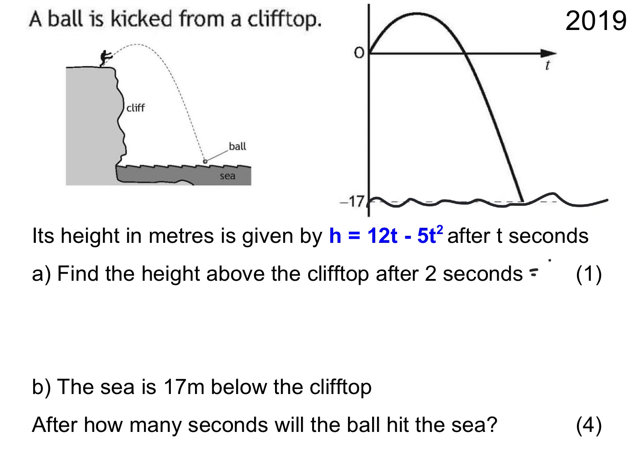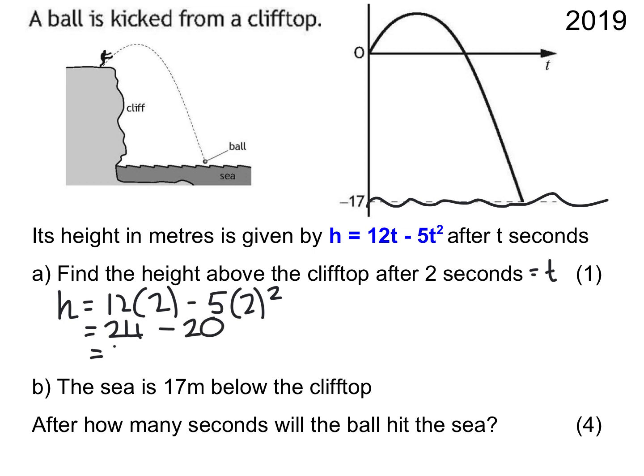1 mark means it's dead simple. t is 2 seconds. So I'm just asking to plug in t as 2. So we're doing 12 times 2, take away 5 times 2 squared. So we've got 24, take away 2 squared is 4. 4 times 5 is 20. 24 take away 20 is 4. So for part A, after 2 seconds the height is 4 metres in the air. So this is probably up here. Okay, so it would be up there.